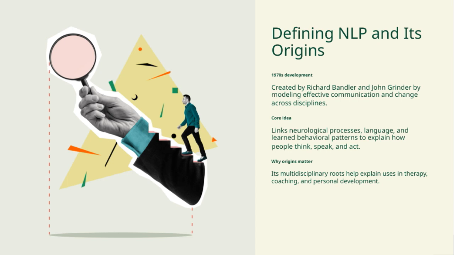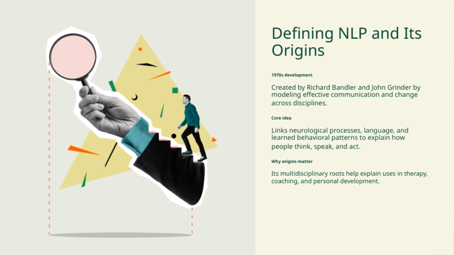So, why do the origins of NLP matter? Well, they link together neurological processes, language, and learned behavioral patterns. This connection allows us to understand how people think, speak, and act. It's like looking under the hood of human behavior to see what drives it.